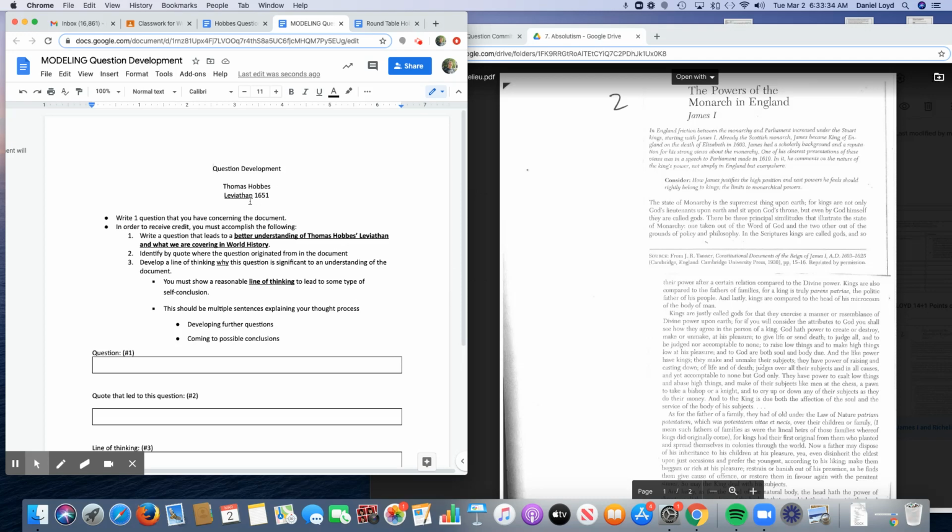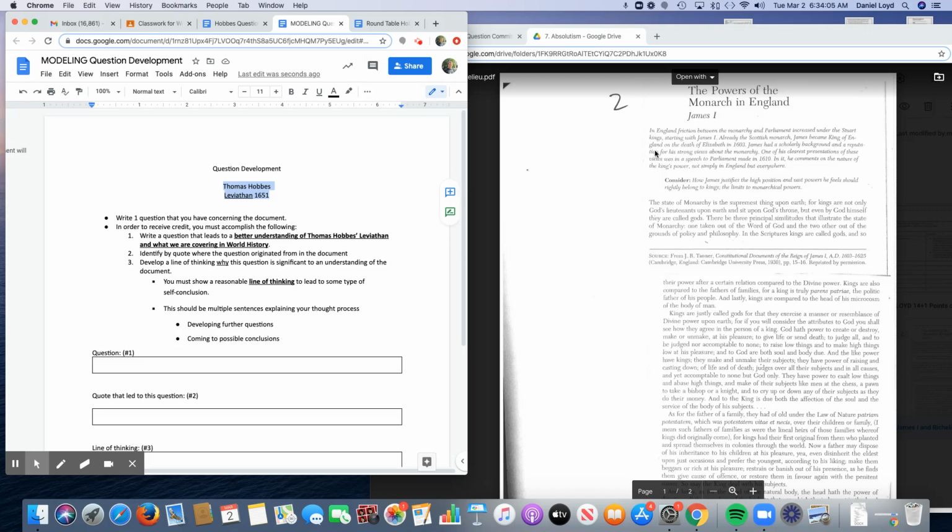Okay, so you guys are going to read Thomas Hobbes' The Leviathan, which came out in 1651, which, again, I'm just going to point out, is in the middle or right at the end of the English Civil War. And what you're going to do is develop a question that you will be able to take into a round table, a Socratic seminar, and that is going to encourage the discussion. You're going to come up with a question and then show what your line of thinking for it is.